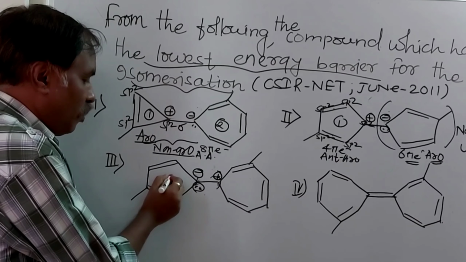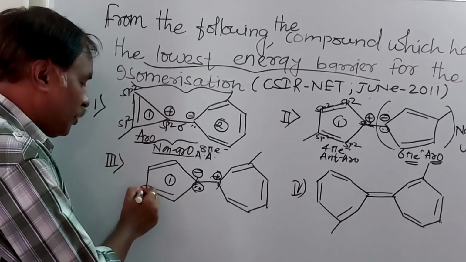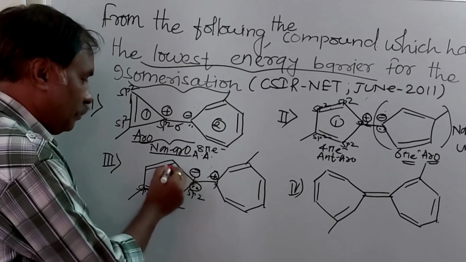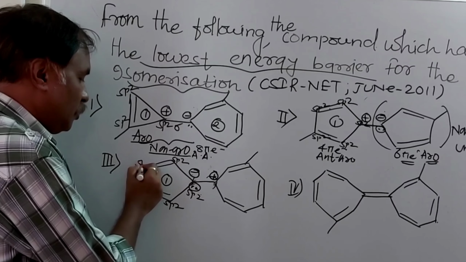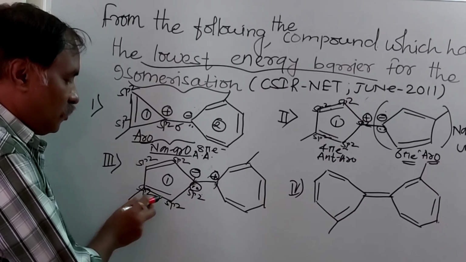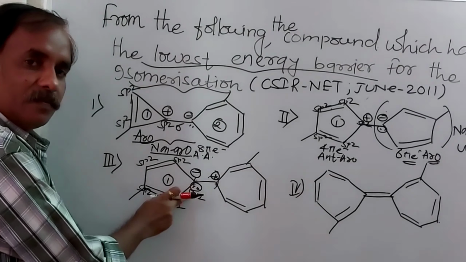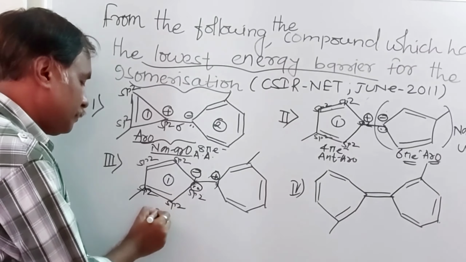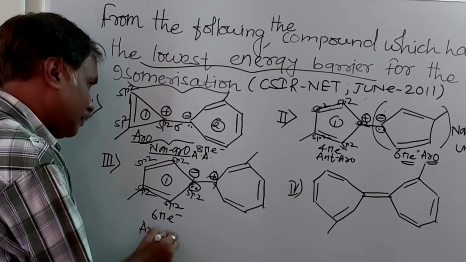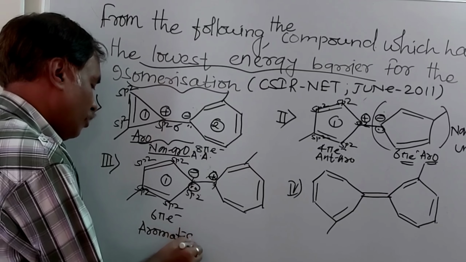Now take ring number 1. Each carbon is sp2 hybridized, this is also sp2, this is also sp2. Total number of Huckel's electrons: 2 plus 2, 4, and this pair, 6. And ring number 1 is aromatic.